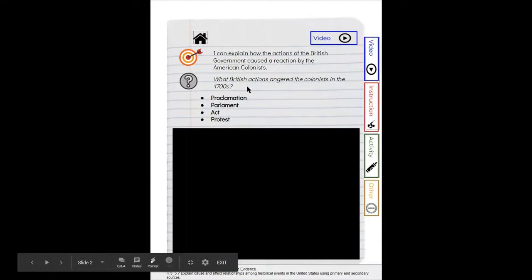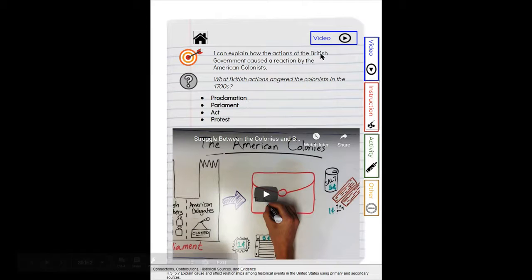Your goal is that you can explain how the actions of the British government caused a reaction by the American colonies. Good luck, historians.